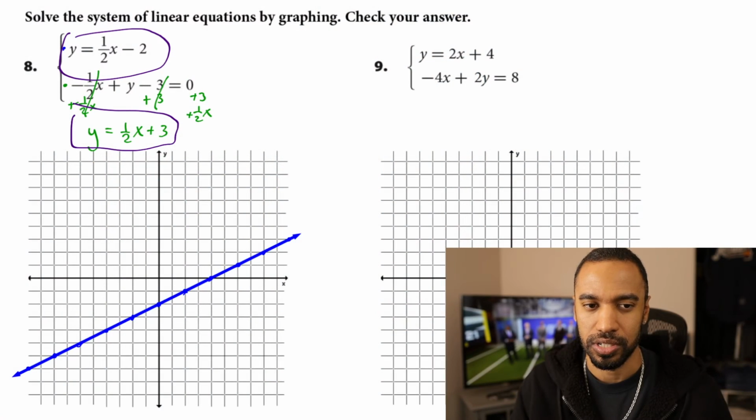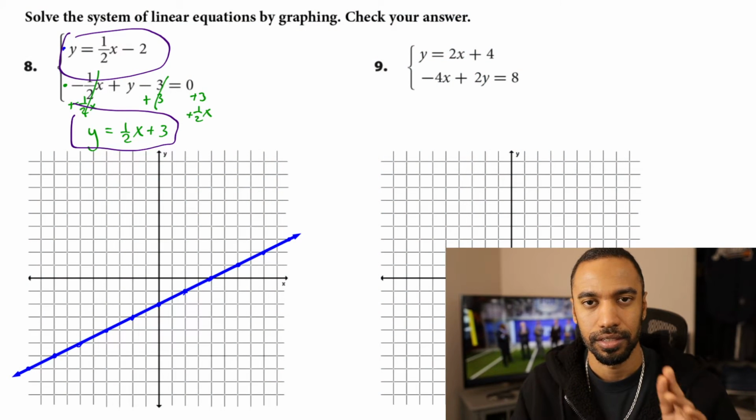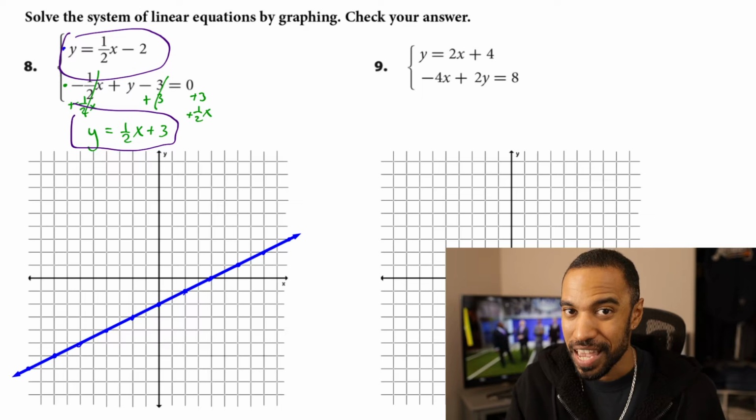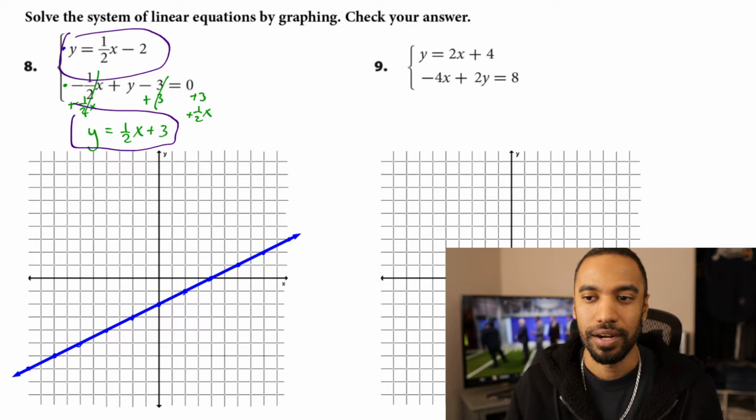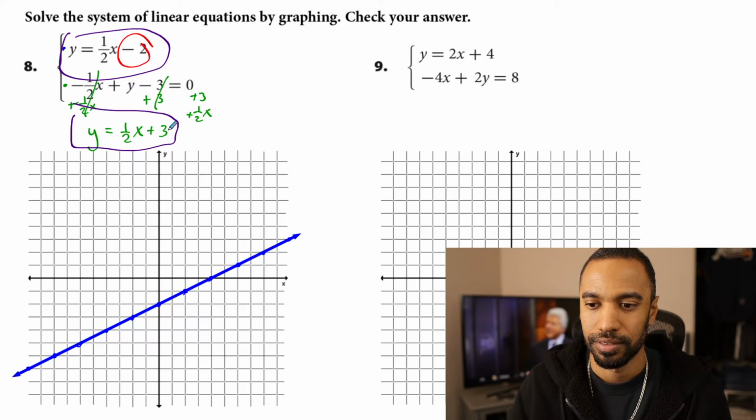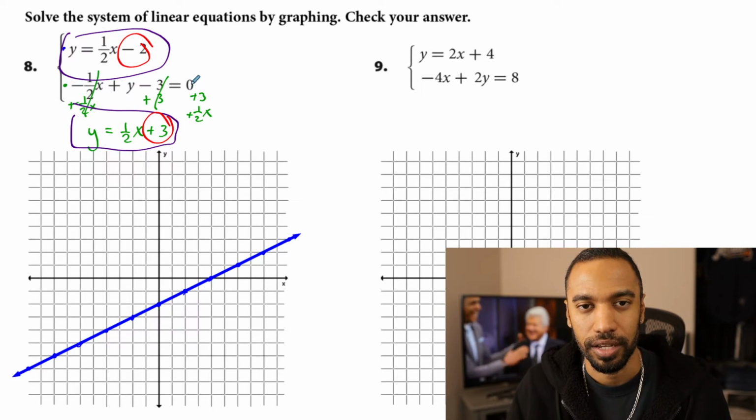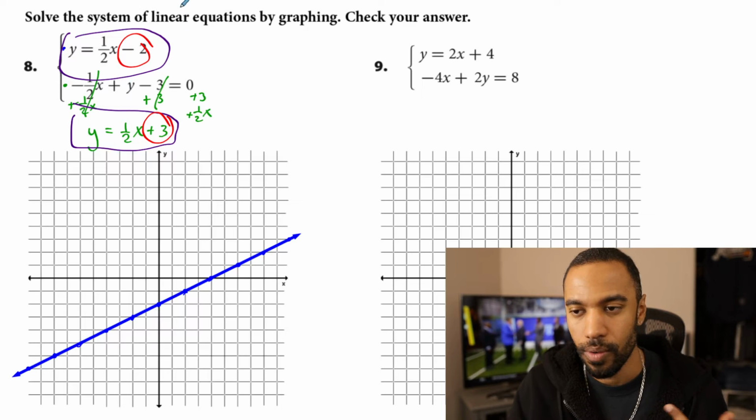If the y-intercepts are the same, let me say that again. If the y-intercepts are the same, the lines are identical. If the y-intercepts are different, like these two, then the lines are parallel. They'll never touch each other. And let's go ahead and take a look at that.